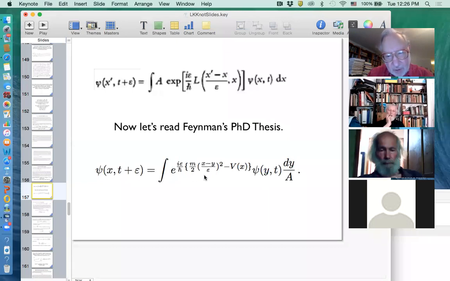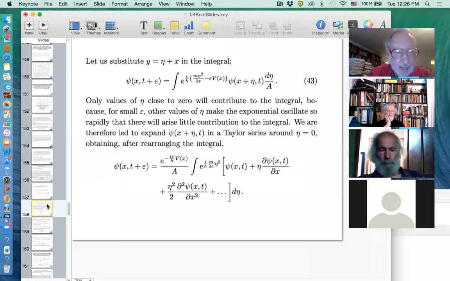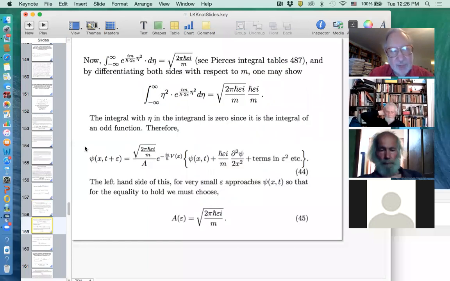But this is where he started with Dirac. And remember, there's this difference here between the two variables. And he makes a substitution for the difference between the two variables to be eta. So you get m eta squared, and there's the potential. And this is basically the Lagrangian. And he's going to integrate like that. And then he's going to expand things in Taylor series like that. I just want you to see the form of it. You could stare at it in more detail if you wanted to.